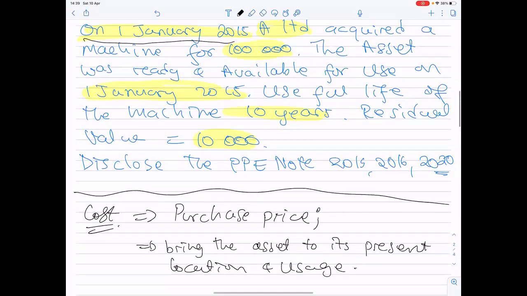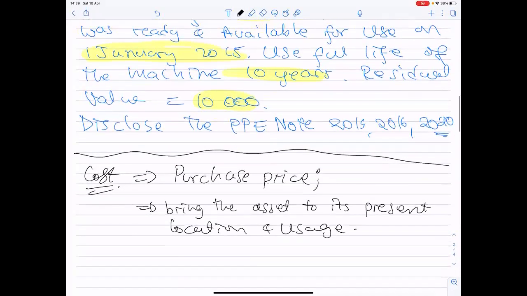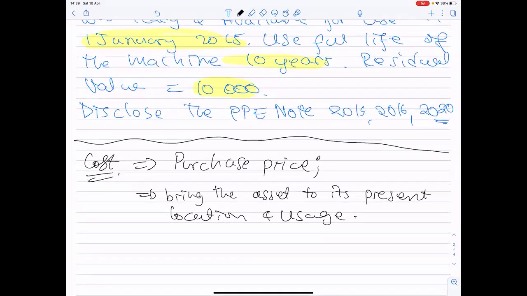And also usage. So all costs that the entity is going to incur to transport the asset, let's say you bought the asset in America, you transport the asset to Durban, you transport the asset from Durban to Pretoria, are we together? All those costs are going to be included in the cost of the asset. And also, if somebody is going to come and install the asset, are we together?